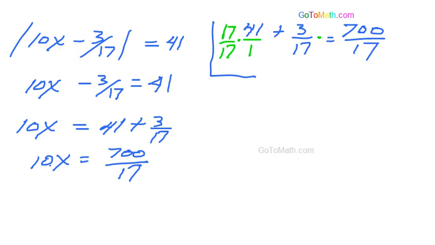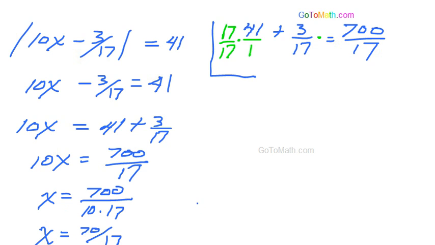So we want to take this 10 diagonally down. Now look at here. Before we multiply that 10 times that 17, if you have 10 times 17, look, 10 goes into 700 70 times actually. So this thing here is actually going to reduce down, isn't it? A little bit anyway. So we have x is equal to 70 over 17.